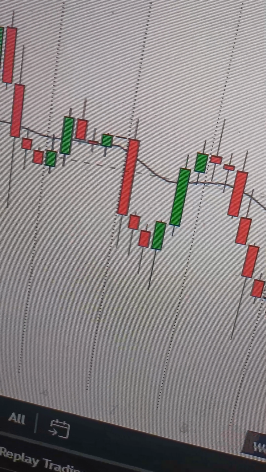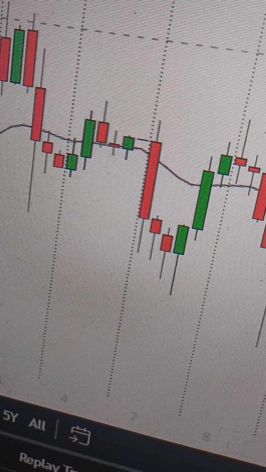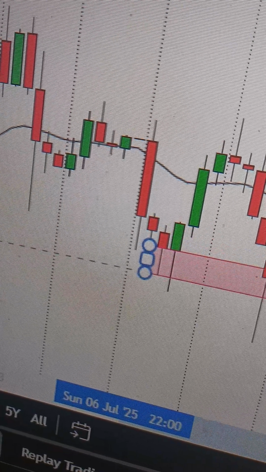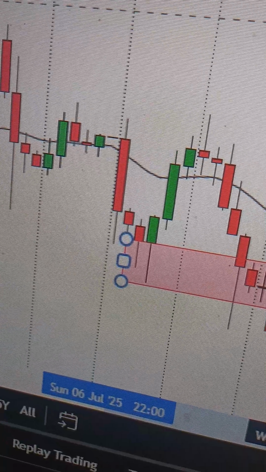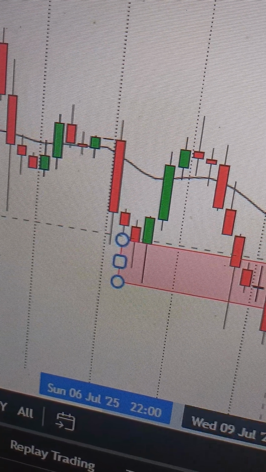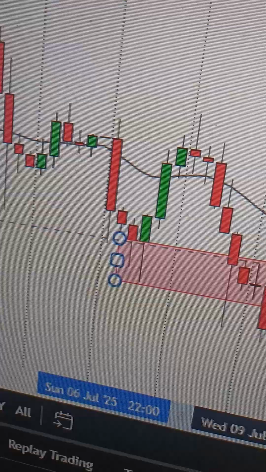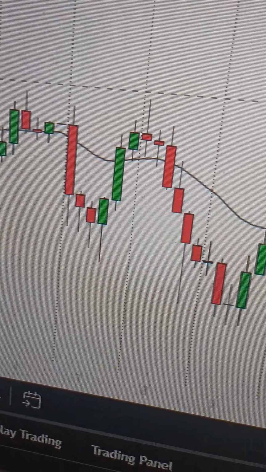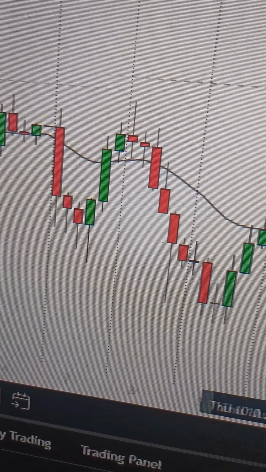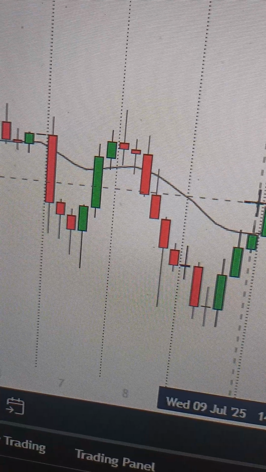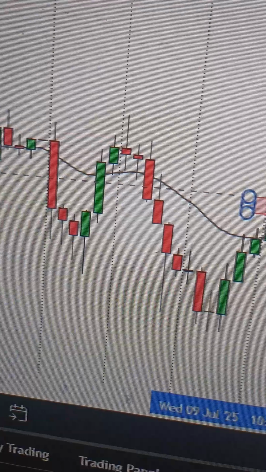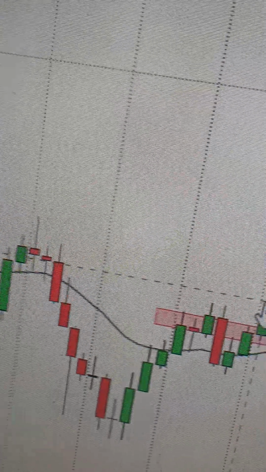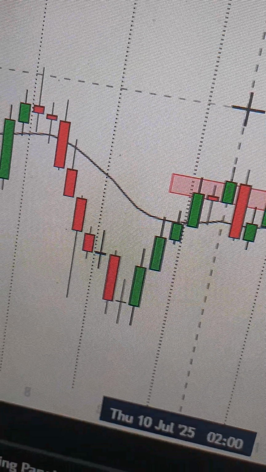I want a break, and when I'm retesting an SNR, I want to be below. But what do you see? We broke the SNR. So we have this one. We break now again. We break here above, and I want us, when we are retesting this SNR, to be above.